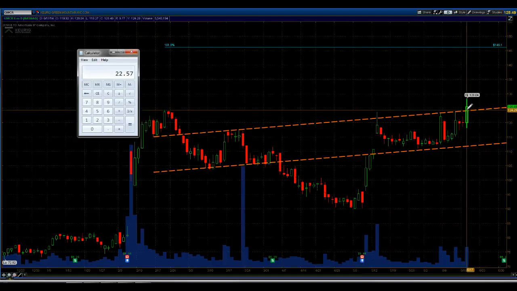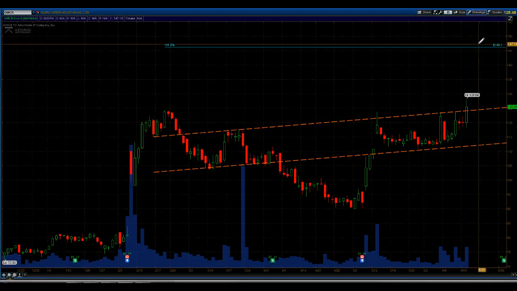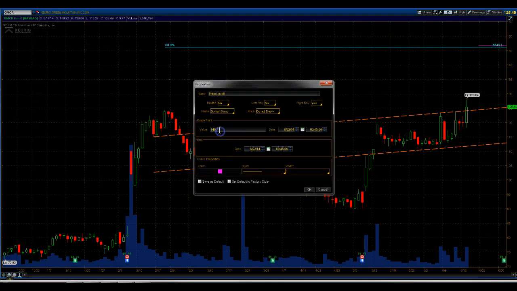Assuming the price of the breakout was 124.30, gives you a target of 146.87. Gonna throw that on here real quick. 146.87. Obviously, the target is not 100% accurate. It's just a guidance and a gauge of the possible range of motion. Never buy a particular stock and then just assume it's going to get to your targeted range.